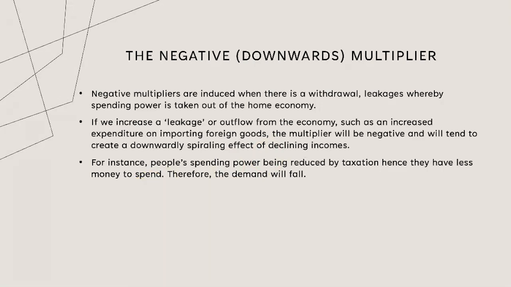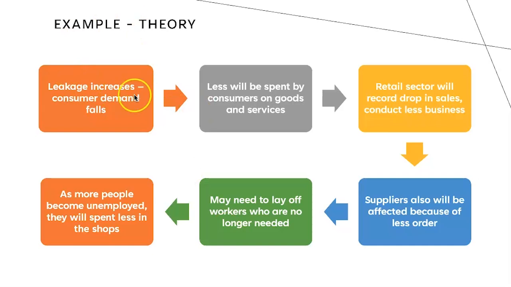Okay, so we look at the example in theory, right? Leakage increases, okay, so it will cause the consumer demand to fall. So there will be less spending on goods and services by the consumers. Therefore, the retail sector will record a drop in sales and will conduct less business, mungkin business pun tutup. And then suppliers also will be affected because of the fewer orders, and there will be a need to lay off the workers who are no longer needed. As more people become unemployed, they will spend less in the shops.